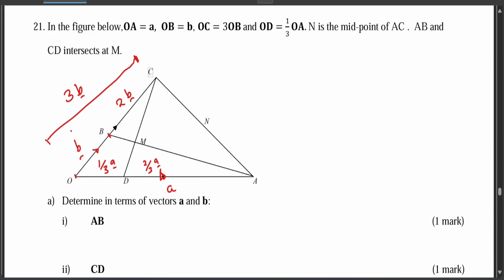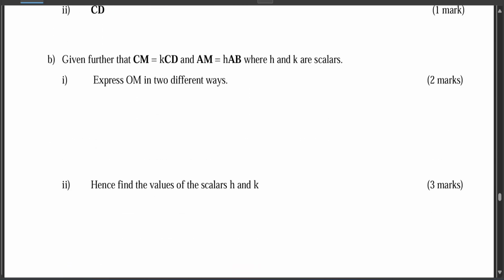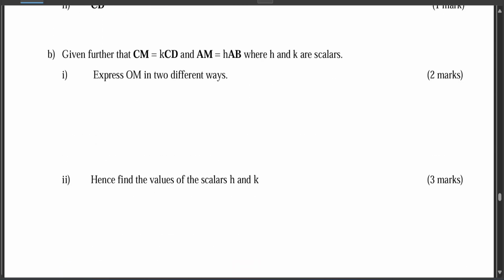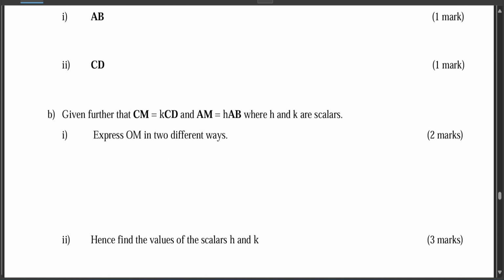So N is the midpoint. So this is the midpoint, so this is a half and a half. The midpoint of AC, AB and CD intersect at M. So question A, determine in terms of vectors A and B: Roman 1, vector AB; Roman 2, vector CD. Question B, given further that CM is equal to KCD and AM equal to HAB, where H and K are scalars, express OM in two different ways. And Roman 2, hence find the values of the scalars H and K. And last question, show that points O, M and N are collinear.